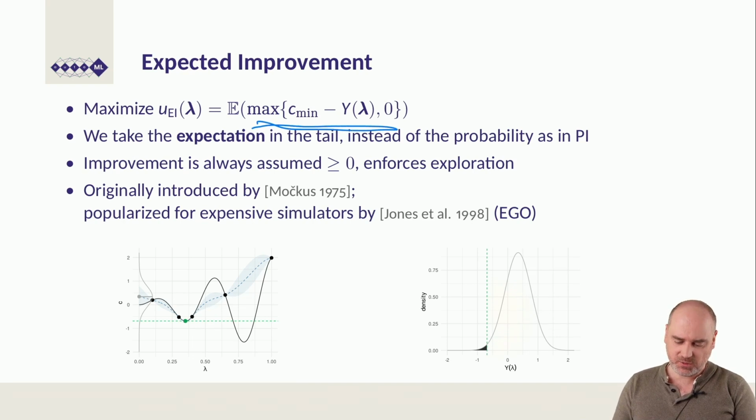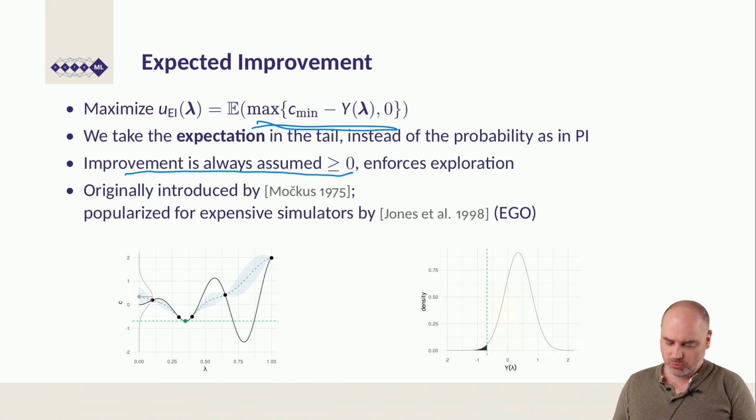So we take the expectation, but before we do this, we assume that improvements are always positive. This is, of course, an unrealistic assumption. We just pretend that there is no cost deterioration, that we can't become worse when we evaluate at a point. Of course, especially stochastically, that is never the case. For that reason, we clip at 0, so we can never get negative improvements. We can only get positive ones.